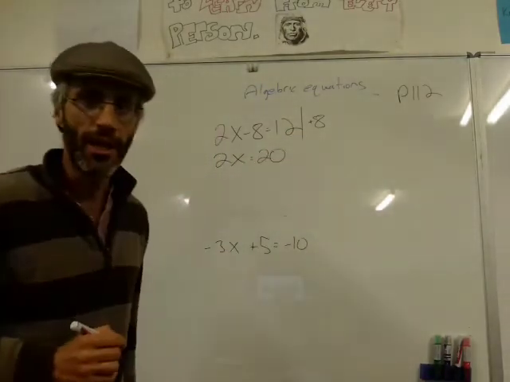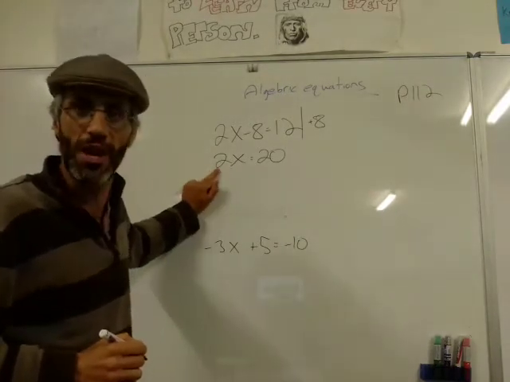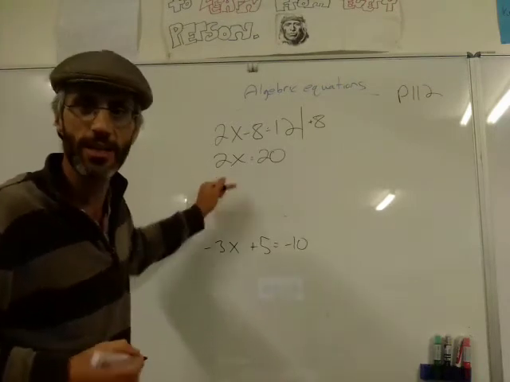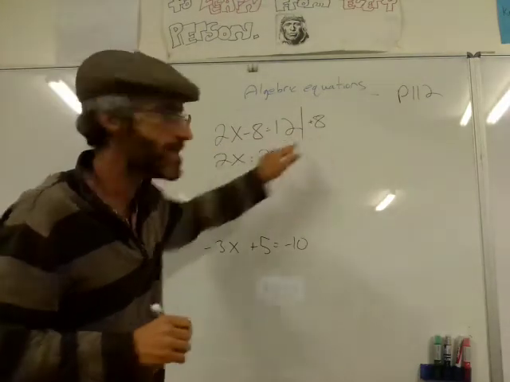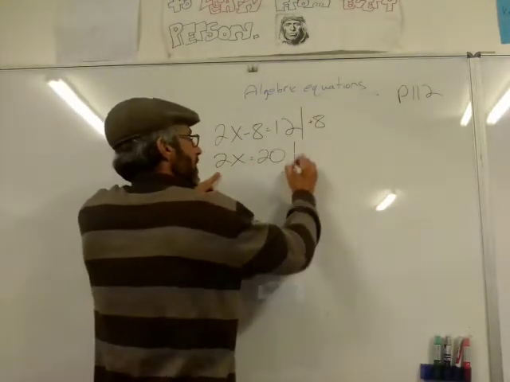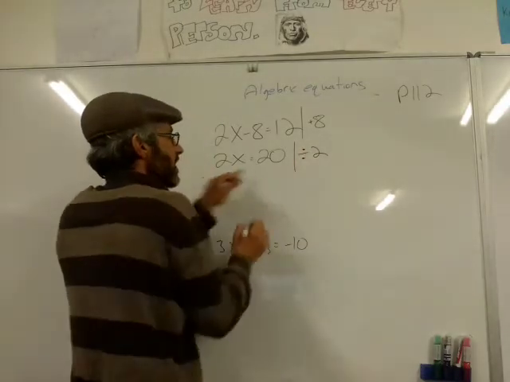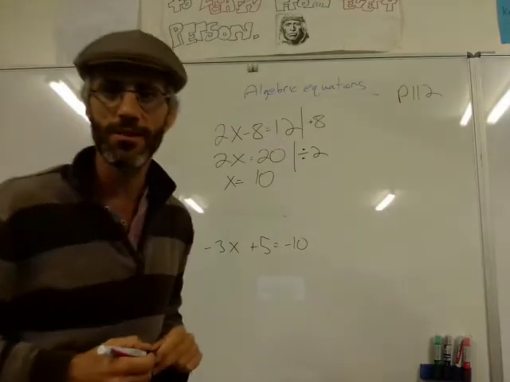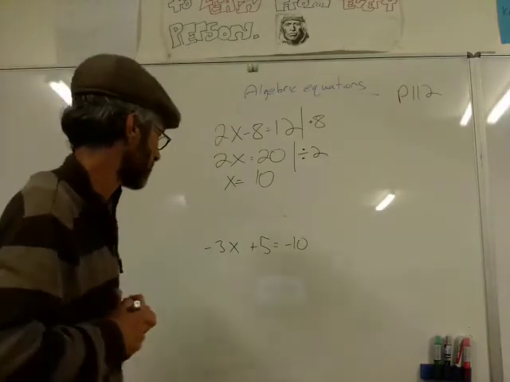Now, next I want to get rid of that 2. How would I get rid of that 2 times x? I will do the opposite. Here, I had minus 8, so I added 8. Because I've got 2 times x, I'm going to divide by 2. So that's going to be x. 20 divided by 2 is 10. And that's the answer. So pretty easy, isn't it? You've done stuff like that for the last couple of years.